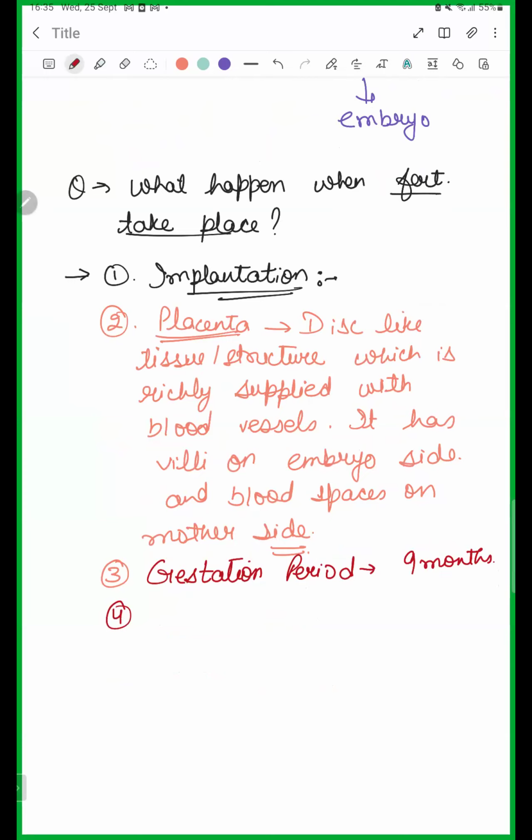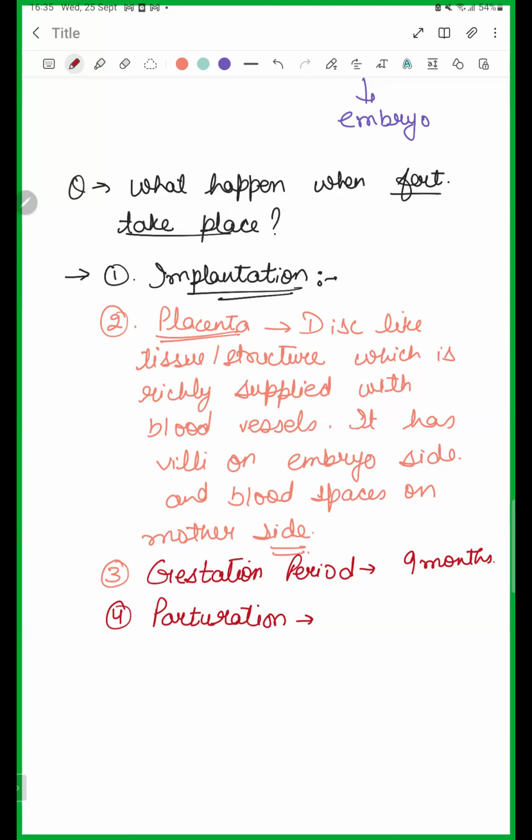Next, when the placenta is there, the placenta has provided nourishment. Now the differentiation of the embryo will take place. It will start developing, and the body of the child will start showing up. During the gestation period, complete development of the child takes place, which is approximately 9 months. All right. Now, next is that childbirth will take place. This process of giving birth to a child is called parturition.